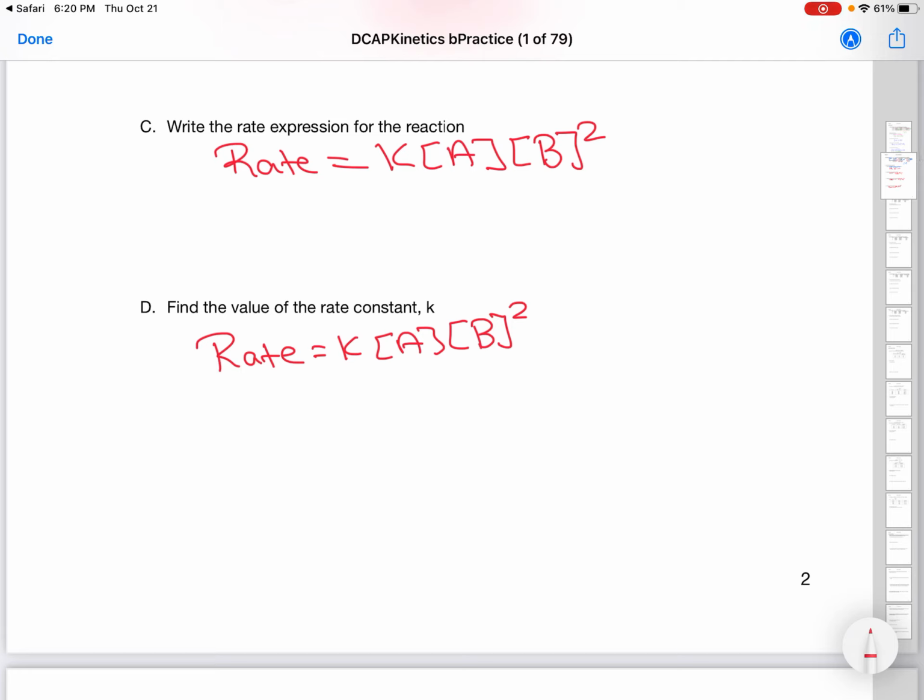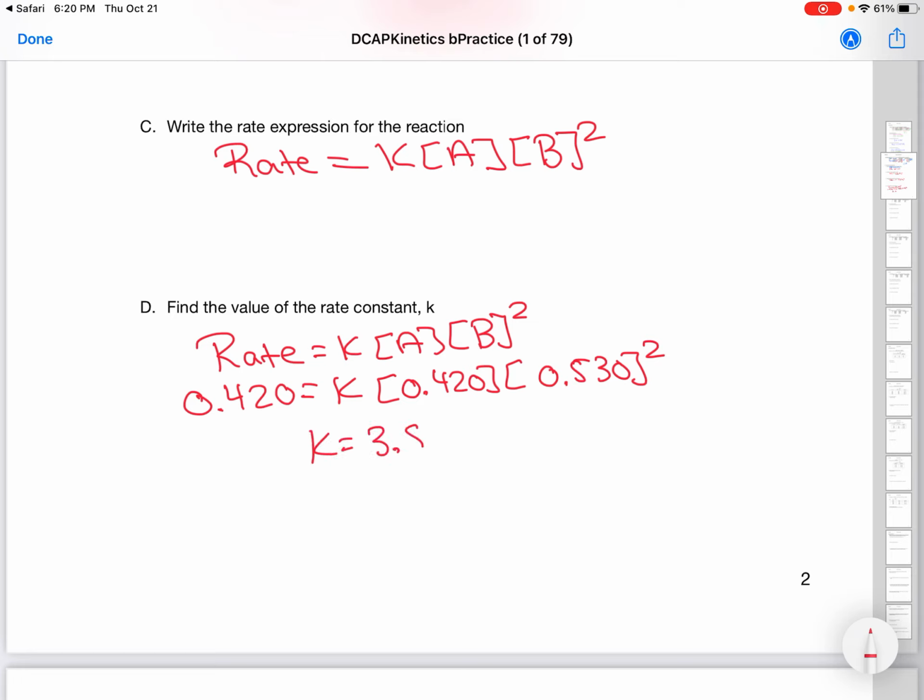And so always go back to row number 1, and when I go to that, I have 0.420 for the rate, K. This is 0.420 for the A. B is 0.530 squared, and K is 3.56. Okay.